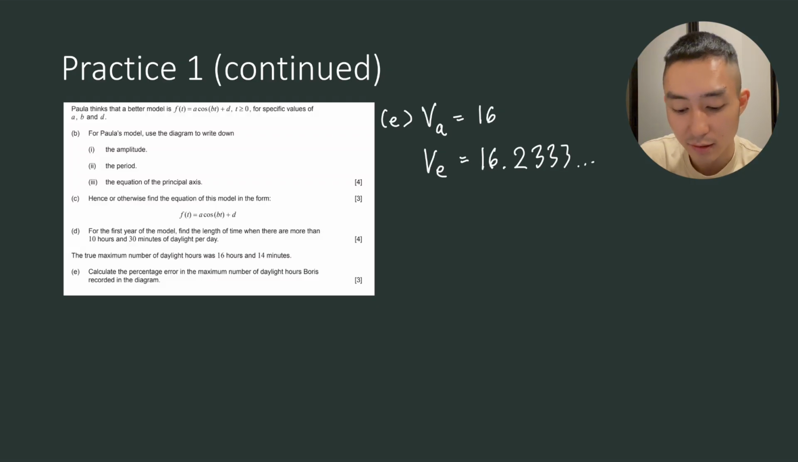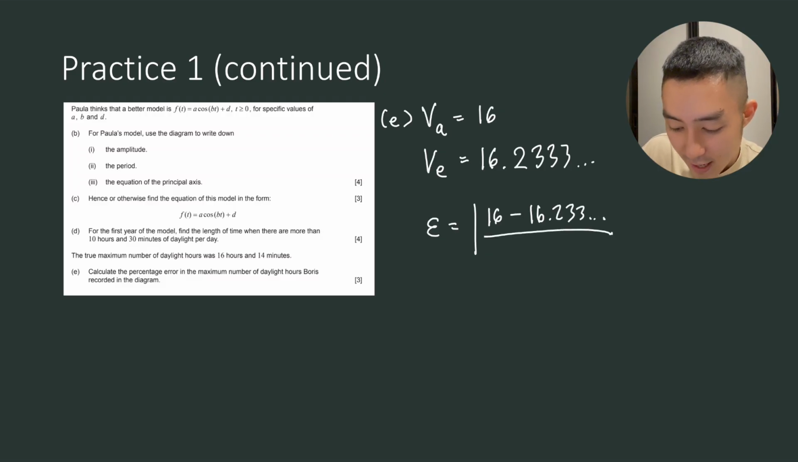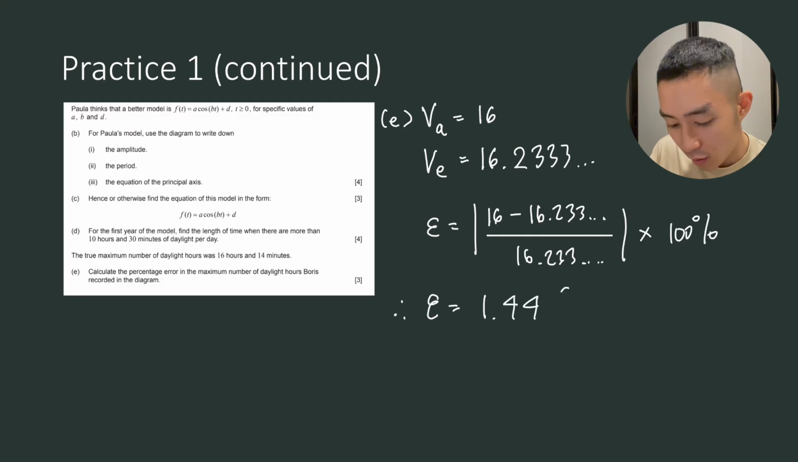0.2333 repeating. So we have the percentage error formula in the formula book, in which it is the value of the approximation subtracted by the value of the exact. We divide that by the exact value, and then we multiply it by 100%, in which we will get that the percentage of error is 1.44%.